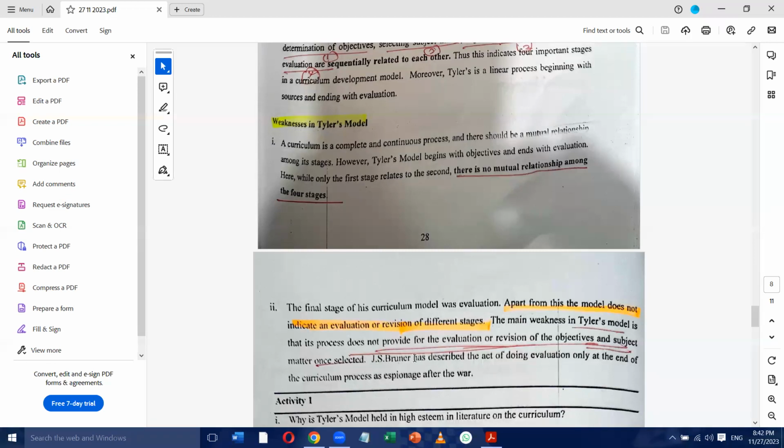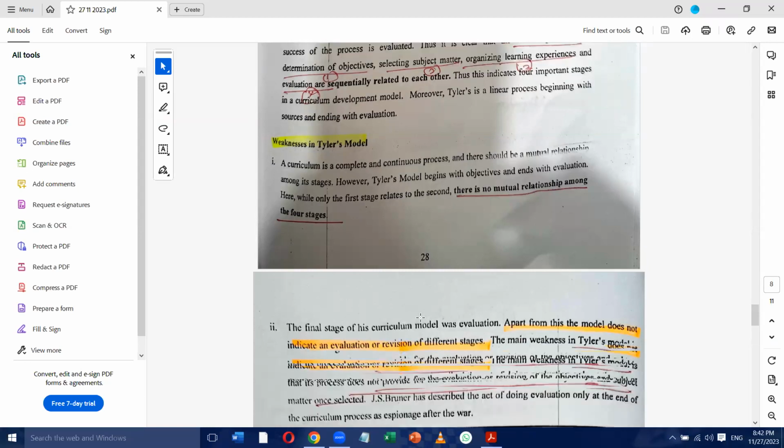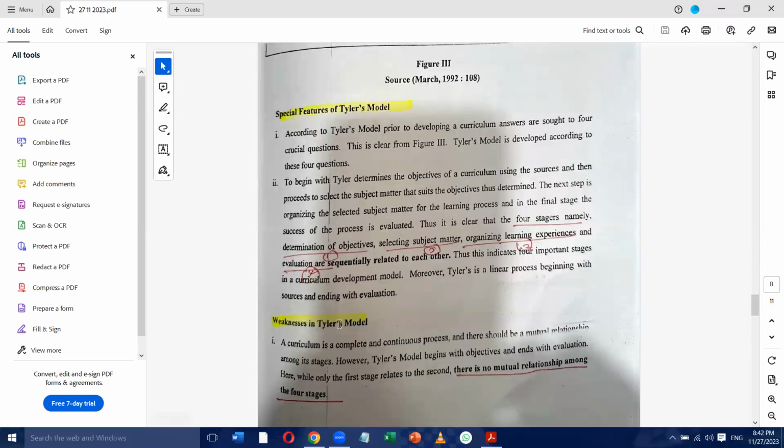So he says that because he points out that in another way, you can consider that in each and every part of the curriculum development, there should be evaluation. When determining objectives, you should have an evaluation. Then selecting the subject matter is also so. Organizing learning experiences also so.